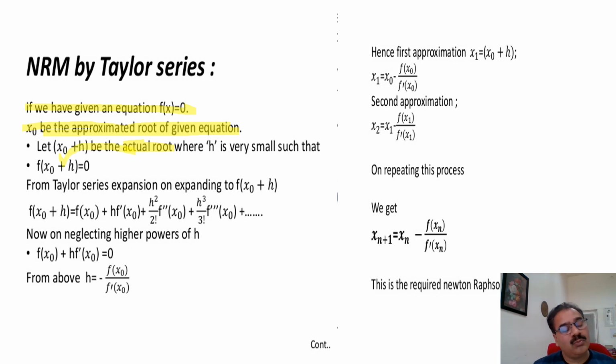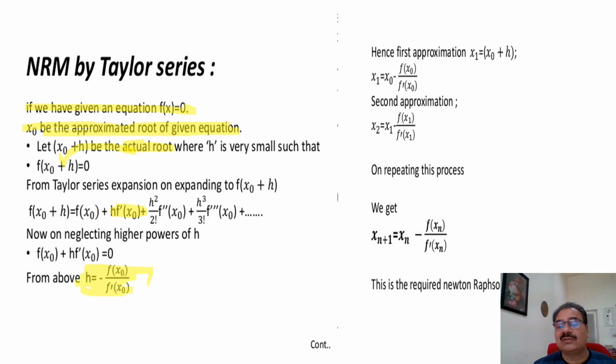So here you put x naught plus h, and now you go for the Taylor expansion. F of x naught plus h is equal to f of x naught plus h f dash x naught plus h square and h cube terms. Since h is very, very small, you can neglect these terms. So neglecting higher powers of h, you may write f of x naught plus h f dash x naught is 0. And from here, it is clear that h is equal to minus f of x naught divided by f dash x naught.